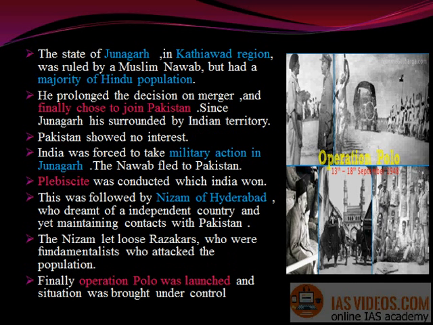The state of Junagadh, in the Kathiawad region, was ruled by a Muslim Nawab, but had a majority Hindu population. He prolonged the decision on merger, and finally chose to join Pakistan. Since Junagadh is surrounded by Indian territory, Pakistan showed no interest. India was forced to take military action in Junagadh. The Nawab fled to Pakistan. A plebiscite was conducted, which India won.